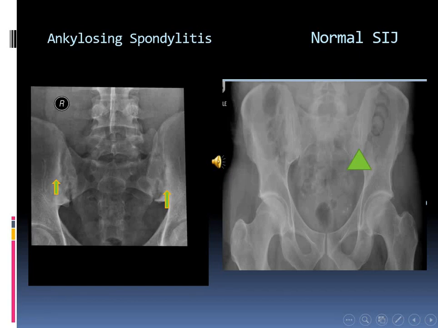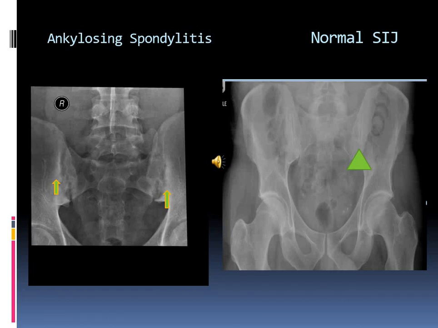In ankylosing spondylitis, which is a seronegative arthritis, we have early changes that are usually seen in the sacroiliac joint. And here I put two slides for you. On the right side we have the normal sacroiliac joint, and on the left side we have the ankylosing spondylitis changes. Normally the sacroiliac joint appears as a very thin lucent line on both sides of the sacrum. So the triangular shape here, which is marking the left sacroiliac joint, is a very narrow, very thin lucent line. This is a normal one.